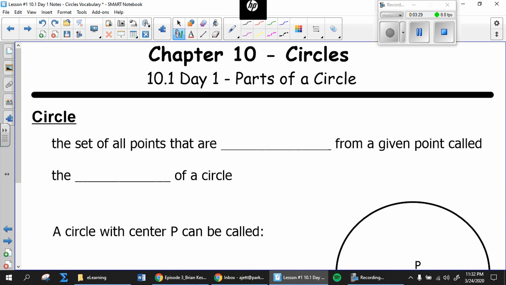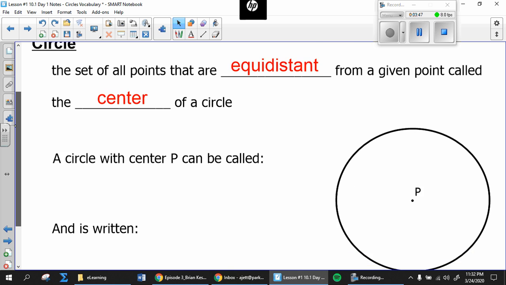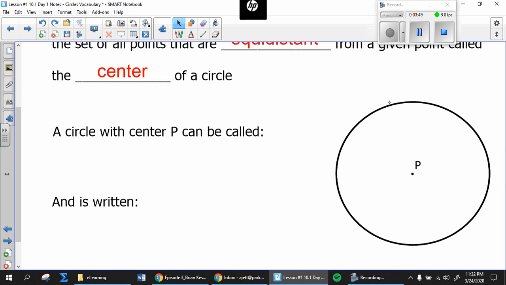All right, now we're going to look at our different parts, our different vocabulary dealing with circles. The first one is just, what is a circle? A circle is the set of all points that are equidistant, the same distance, from a given point called the center. Really it's just the line here, and every point on the line is the same distance from this point P.